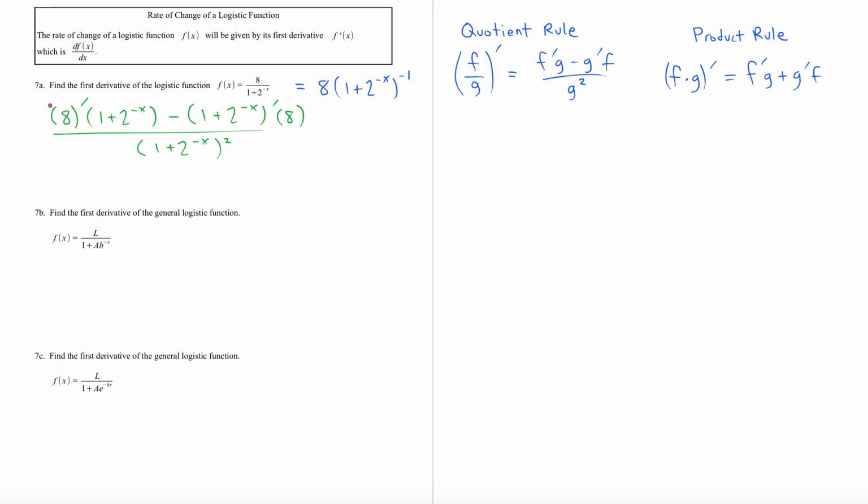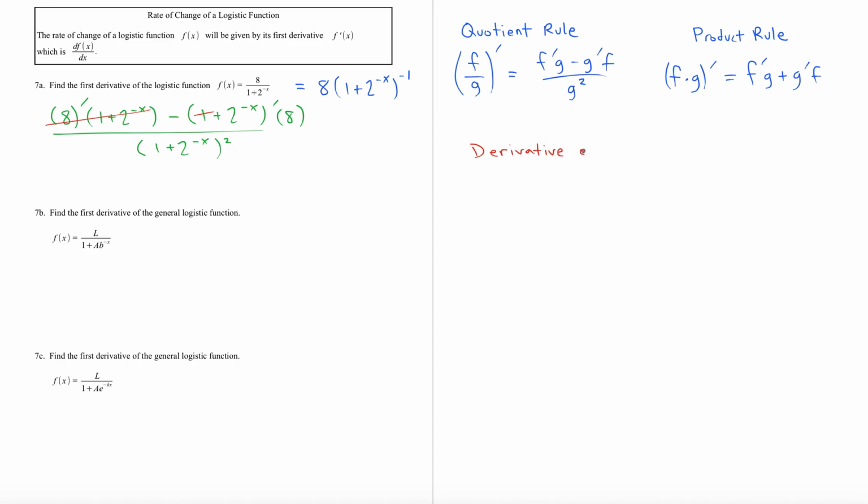So since the derivative of a constant is 0, this term will actually go away. But we're going to have to take the derivative of 1 plus 2 to the negative x. The 1 is just a constant. That'll end up going away as well. But what is the derivative of 2 to the negative x? There's a rule for that.